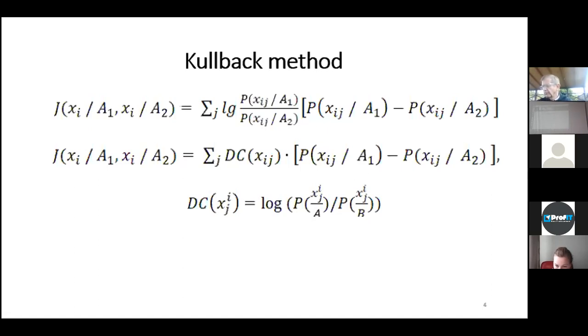The Kullback method of evaluation of informative measure is based on the calculation of diagnostic coefficients. The diagnostic coefficient is presented in the form of the logarithm of the probability ratio of the feature in the main and a control group. Diagnostic coefficients are most often positive or negative single-digit numbers.